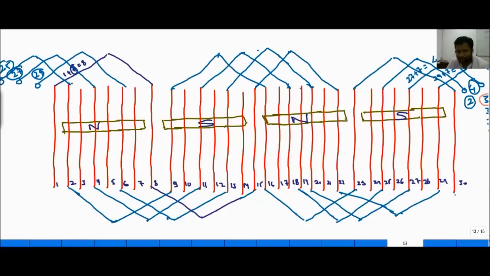30 plus 7 is basically going to 7. 7 is like this. See the direction, it is going to 35. This is 35. Now 7 plus 7 is 14.